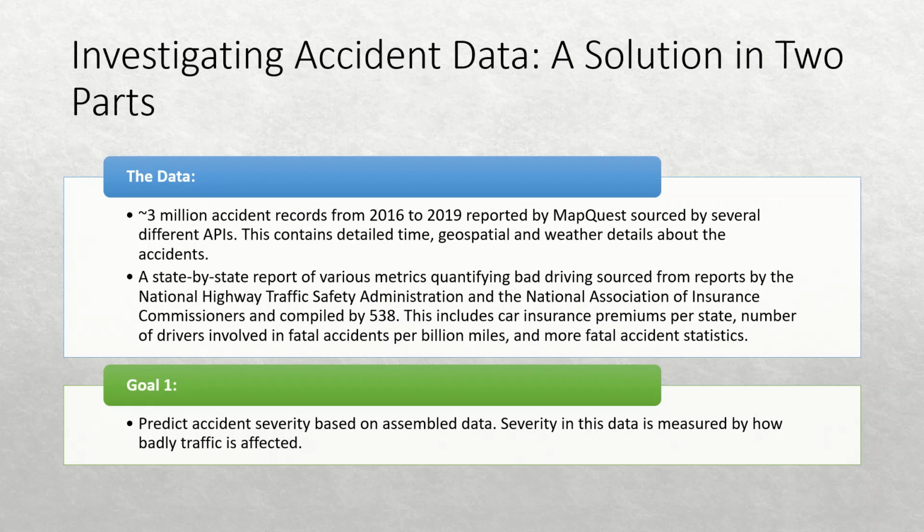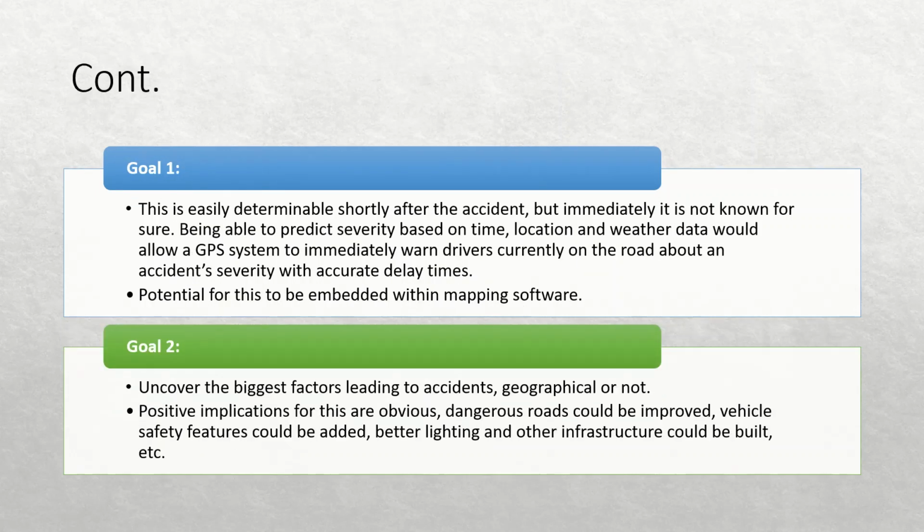So my first goal is to predict the severity of these accidents based on the assembled data. In this data set, severity is on a 1 to 4 scale, and it's measured by how large a delay the accident causes, essentially. Shortly after an accident happens, this is pretty easily determinable based on how big of a backup it is.